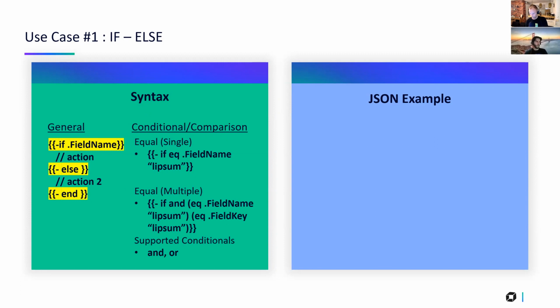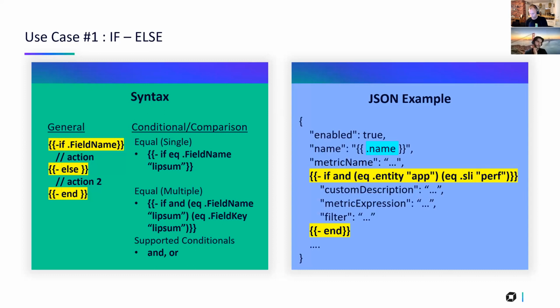And then let's bake this Go templating into a JSON. And this is how it looks. You have your JSON, and in this scenario, we're testing to see if the entity type here is of app, as well as if the SLI equals perf. If so, then Go templating adds the following key value pairs to the resulting JSON.